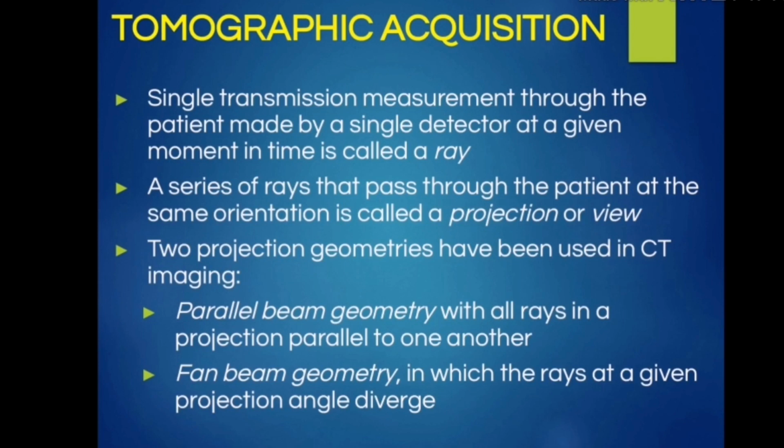A single transmission measurement through the patient made by a single detector at a given moment in time is called a ray. A series of rays that pass through the patient at the same orientation is called a projection or a view. Two projection geometries have been used in CT imaging.